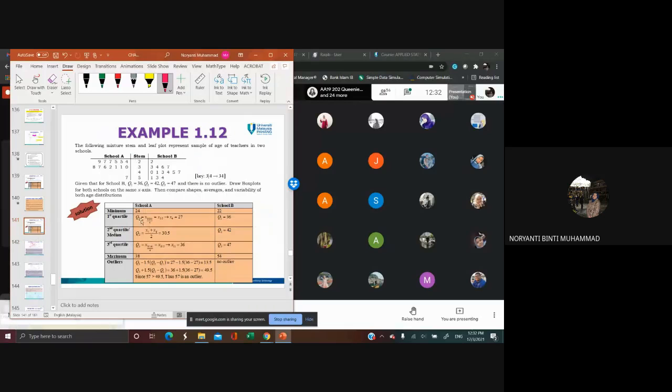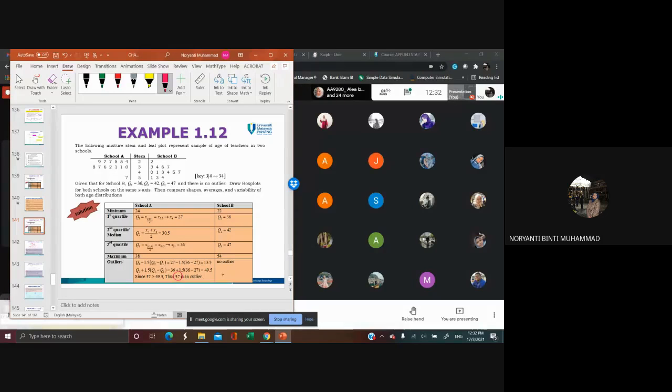So here, the 5 summaries that you need to calculate. Okay, here I want to highlight again. You can see the minimum value is 24, the maximum value is 38. And then you check outliers. Okay, when you check outliers, you get 57 as an outlier.